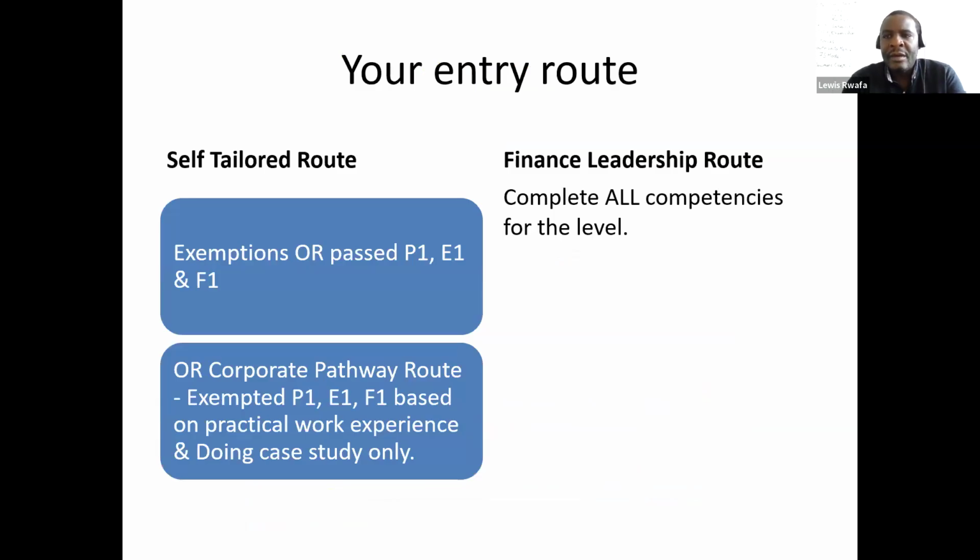So we are here now, but let's look at where you are coming from. What's the background that you're coming from? You might have completed your objective test if you're studying through the self-tailored route. I prefer to call it the traditional way. You have written the objective test for P1, E1, or F1. Or you might have got some exemptions for some of the subjects, whatever the case might be. That's the self-tailored route. Or you are through the finance leadership program.